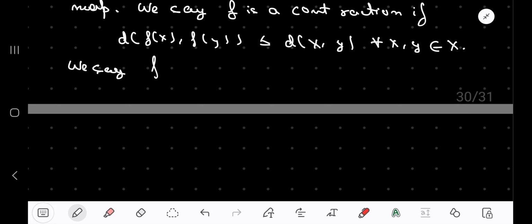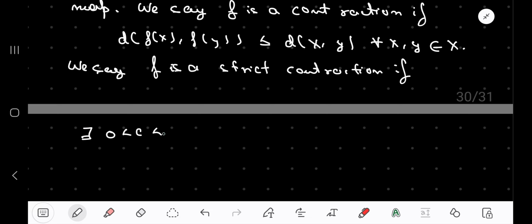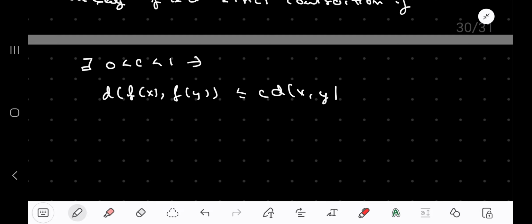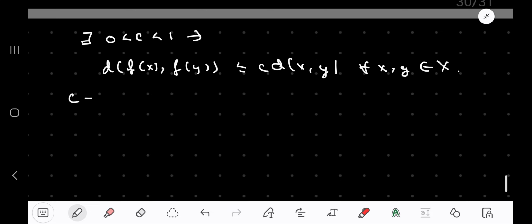And we say that F is a strict contraction, in simple words, if the inequality is strict. F is a strict contraction if there exists some constant C strictly between 0 and 1, such that the distance of Fx, Fy is less than or equal to C times d(x,y) for all x, y in X, and this C is called the contraction constant.